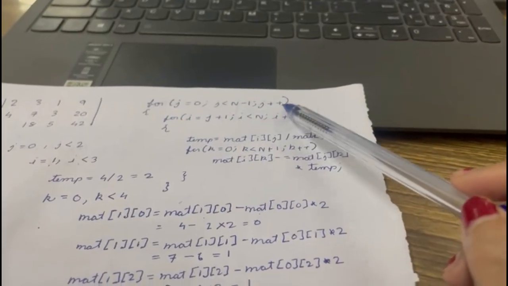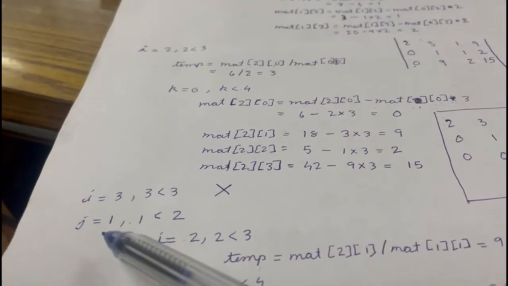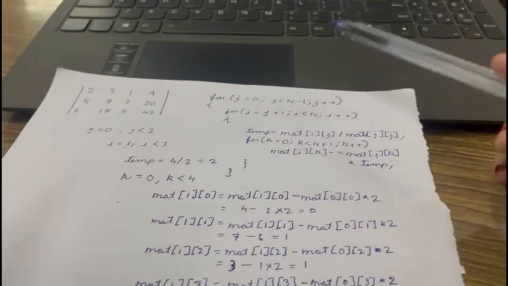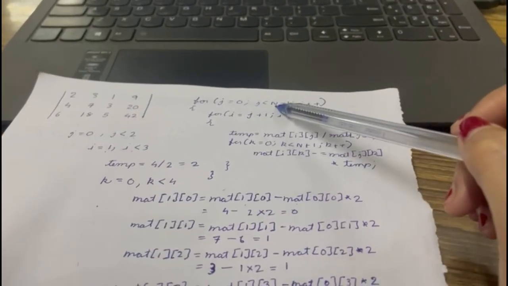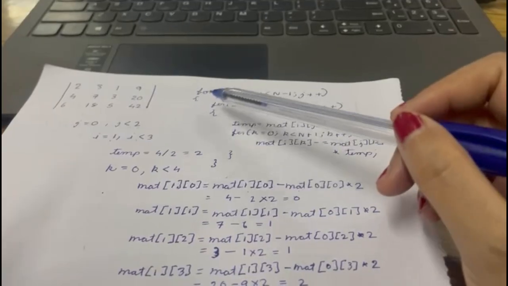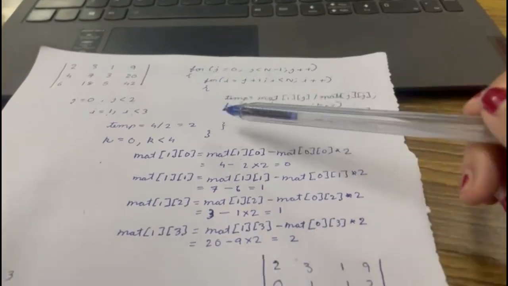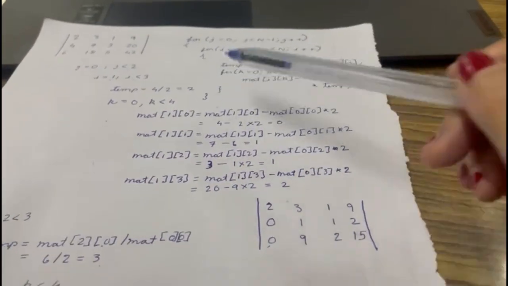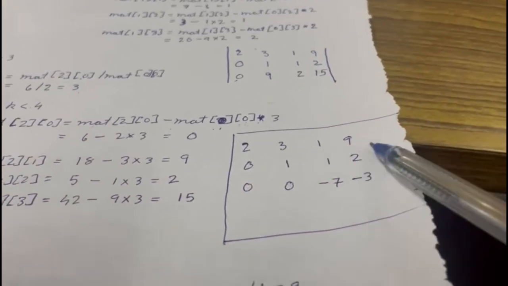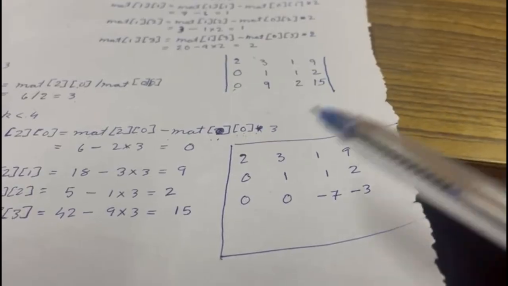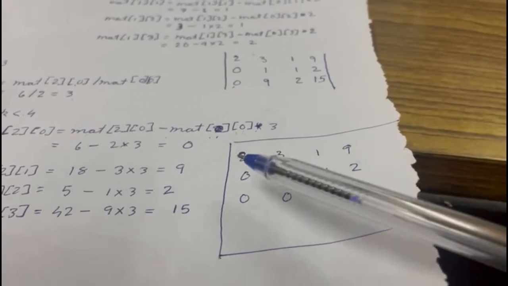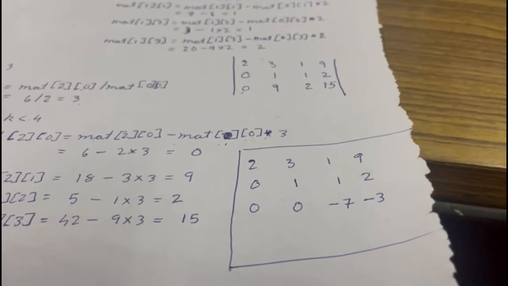Now what will be the new value of j? What was the last value of j? The last value of j was 1, so now it will become 2. 2 is less than 3 minus 1, that is 2 is less than 2, no. So ultimately we are going to stop. After going through all this code, finally we have got this particular matrix, which you can see is an upper triangular matrix because all the values below the diagonal are 0.